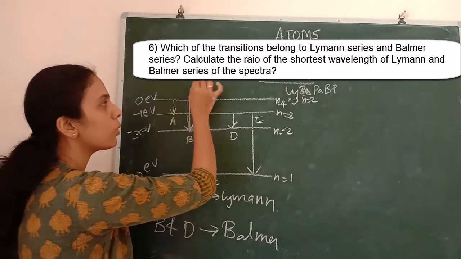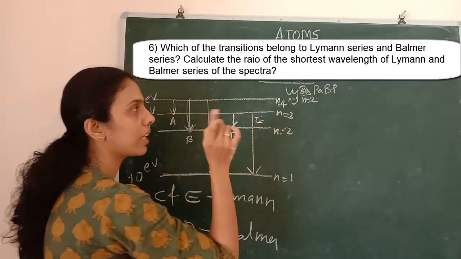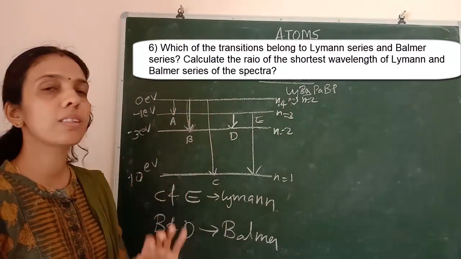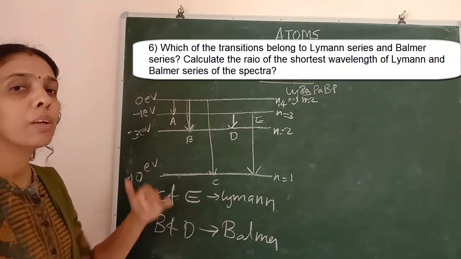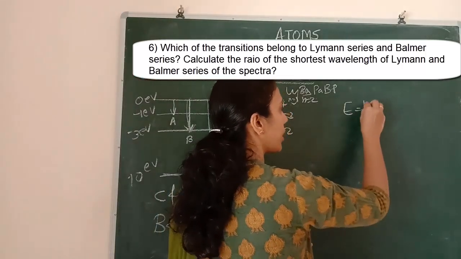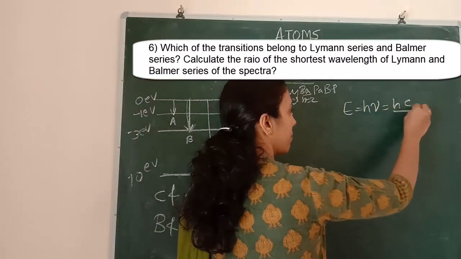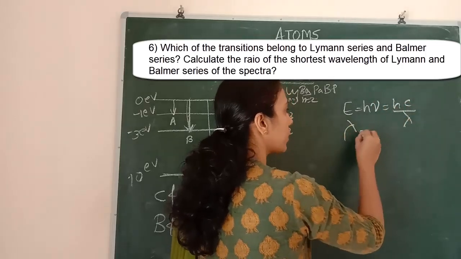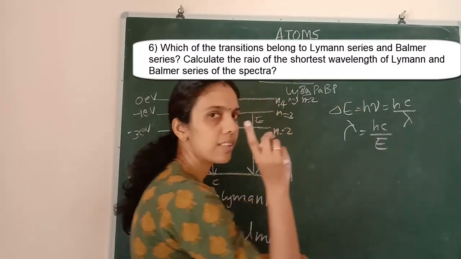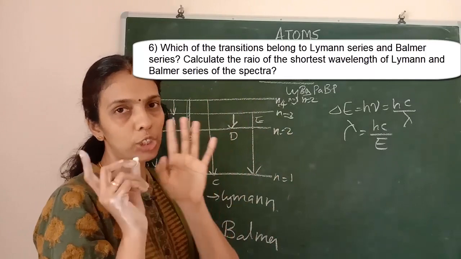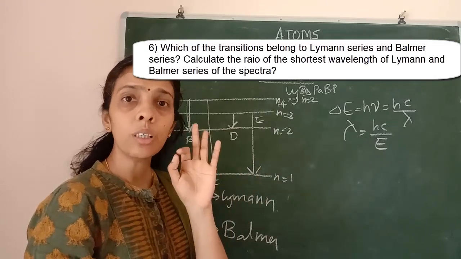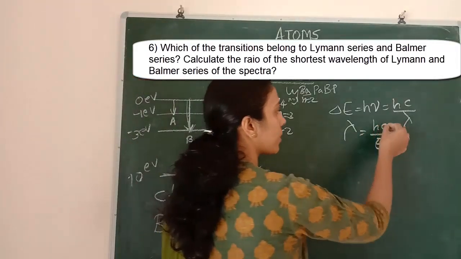Okay, now calculate the ratio of the shortest wavelength of the Lyman and Balmer series of spectra. So in this spectra, which is the shortest wavelength? How can we find it out? E is equal to h nu, that formula we know, hc by lambda. So lambda equals hc by E. The change in energy, Ei minus Ef, will be equal to h nu, that is hc by lambda, as each photon is emitted. That is Bohr's third postulate.